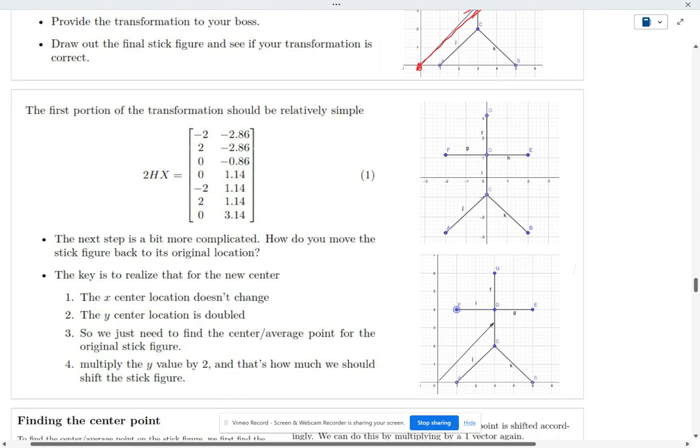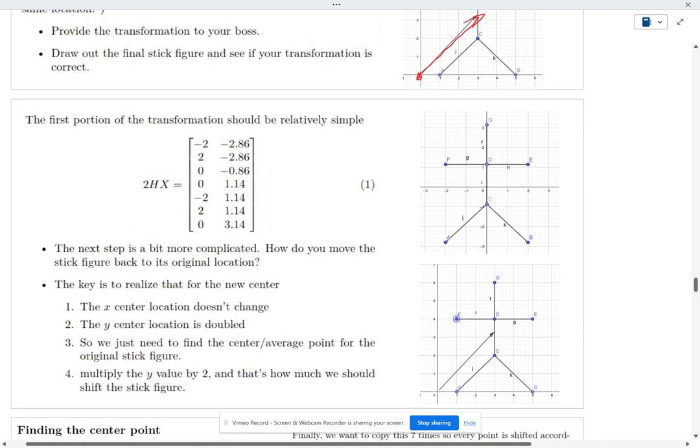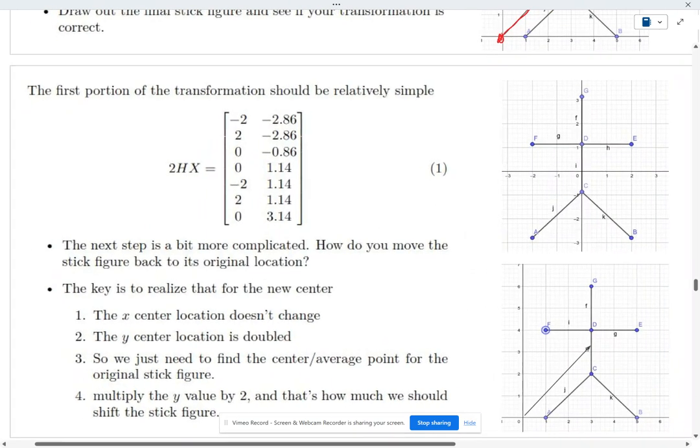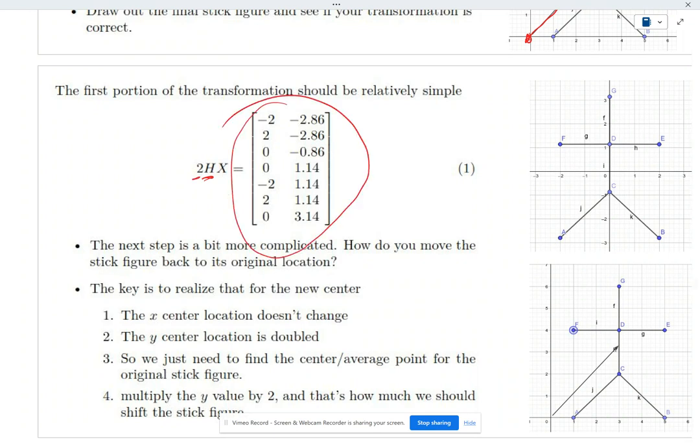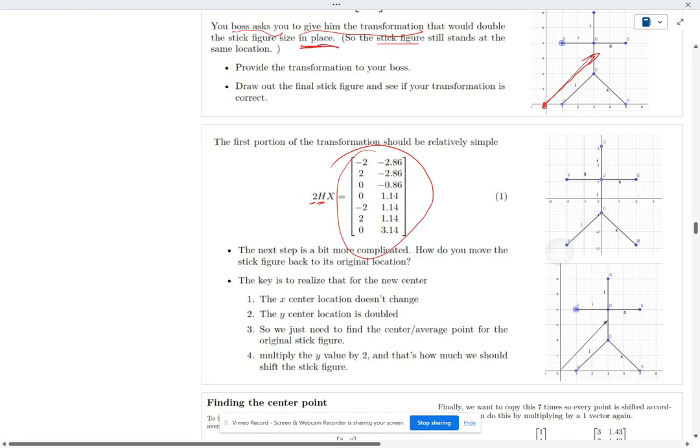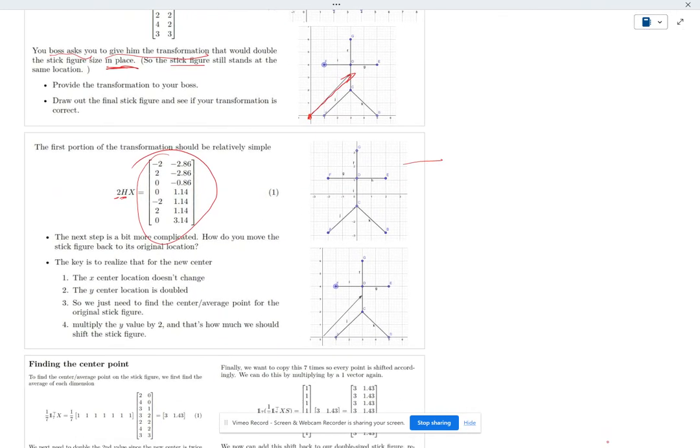Okay. The first portion of the transformation is pretty easy. You multiply by the centering matrix and then you multiply by 2, which allows you to essentially move the stick figure to the center. So these are the points once it's at the center and doubled. So center and double in size.